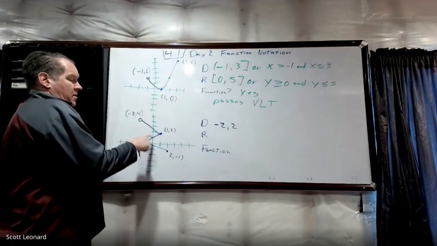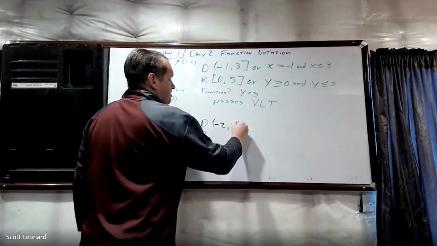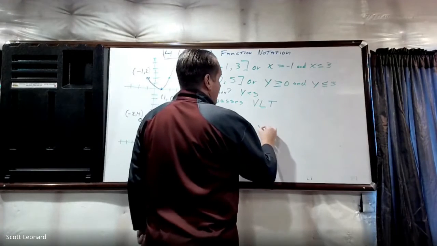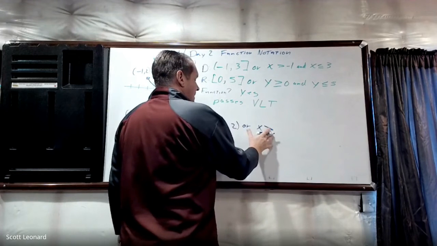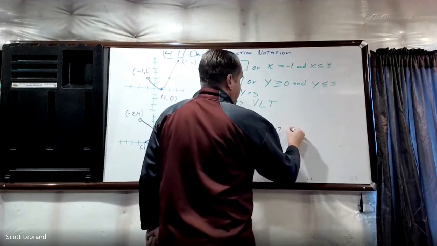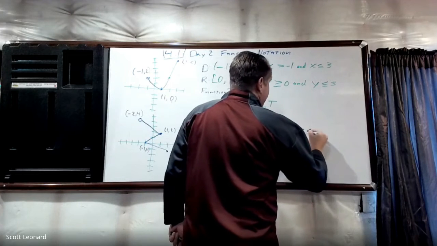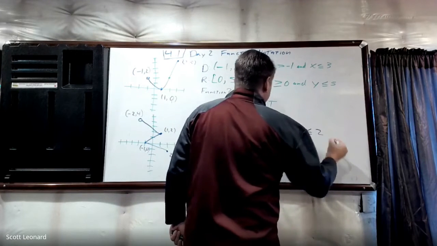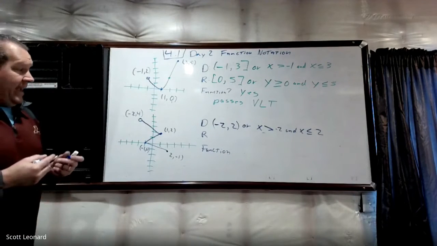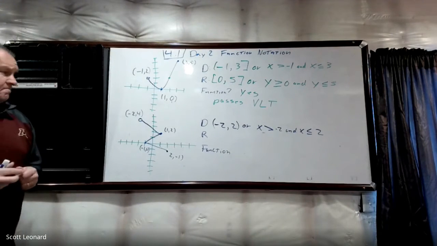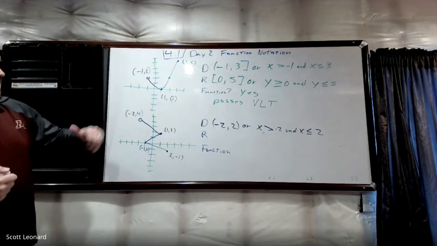Parentheses because of the open circle, bracket because they're closed. Or you can do the interval or inequality: x greater than -2 and x less than or equal to 2. Okay. Range, we're looking at y values. Okay, the lowest y value to the upper y value.